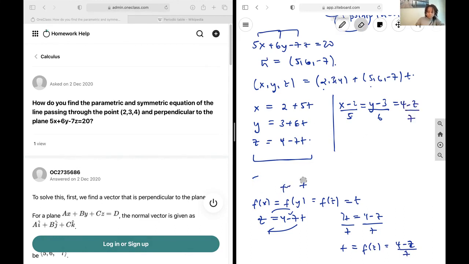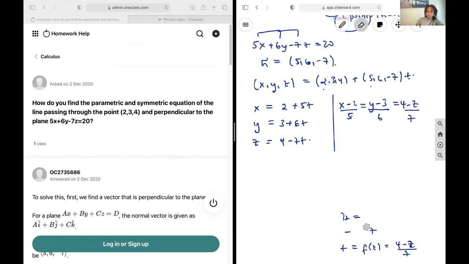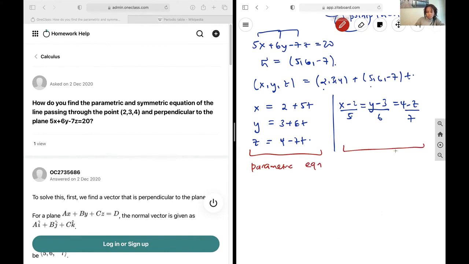And so for our final answer, we have our parametric equation and our symmetric equation. And those are your final answers.